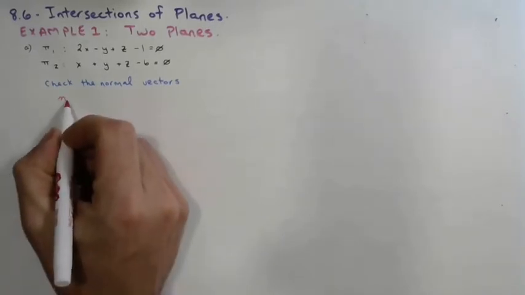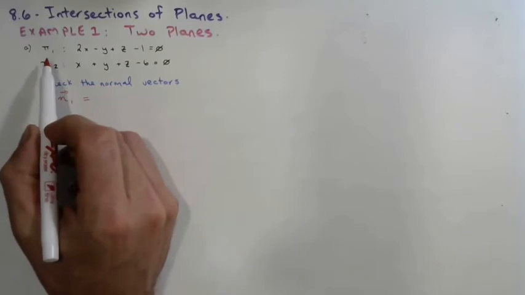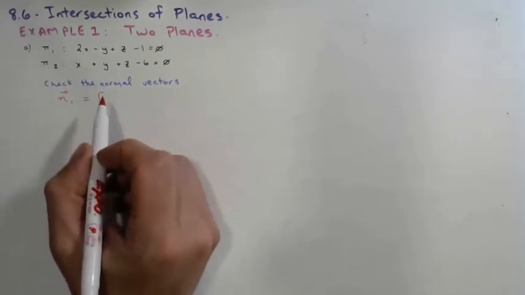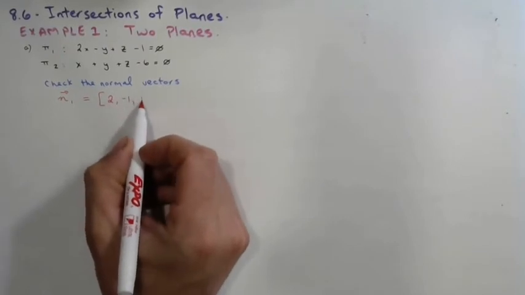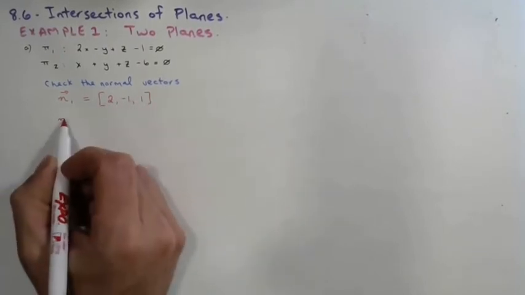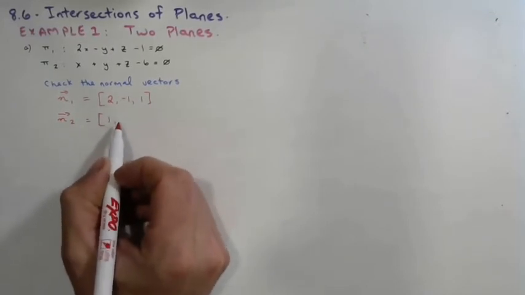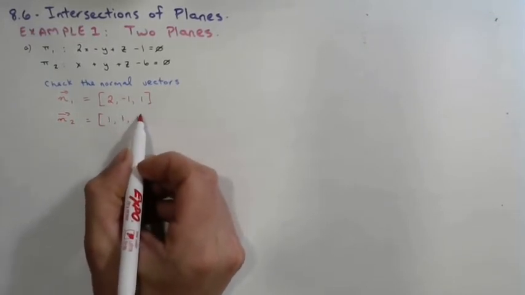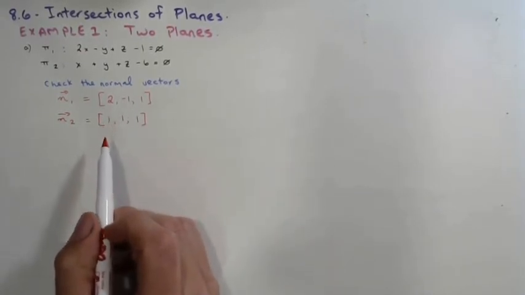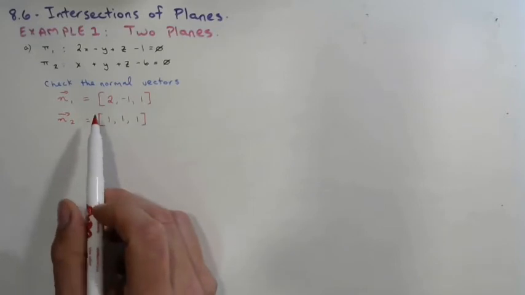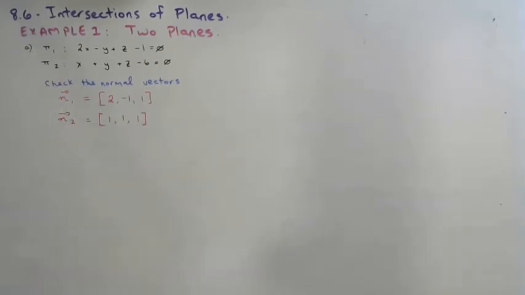So the normal vector 1, for plane 1, I take from the coefficients of our variables. We've got 2, -1, 1. And the normal vector for plane number 2 is 1, 1, 1. These vectors are not parallel. They're not multiples of each other, and they're not the same. So these planes must intersect.